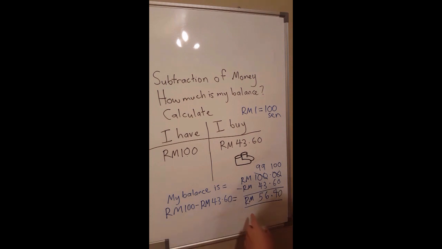So now we can complete the number sentence. 100 ringgit minus 43 ringgit and 60 cent gives us 56 ringgit and 40 cent. My balance is therefore 56 ringgit and 40 cent.